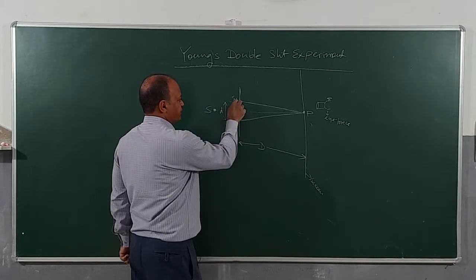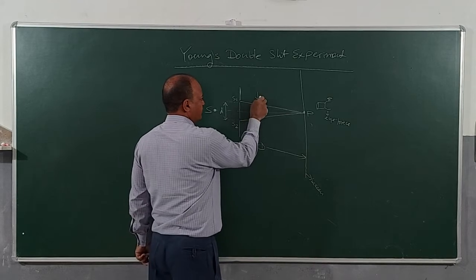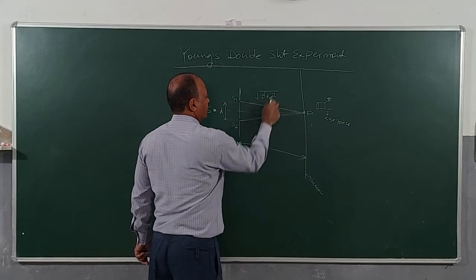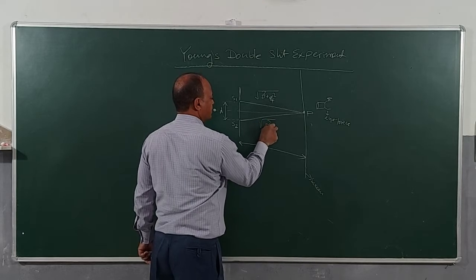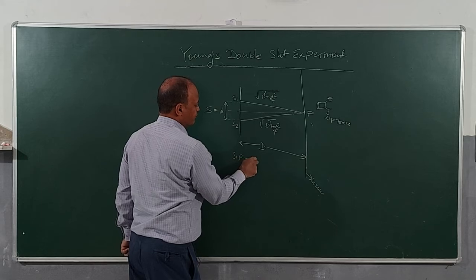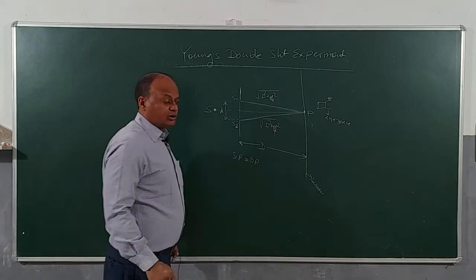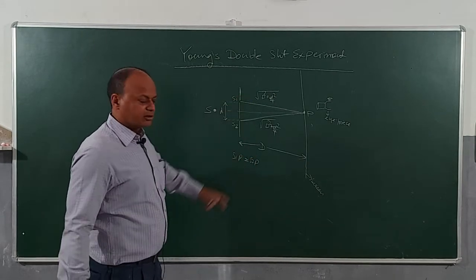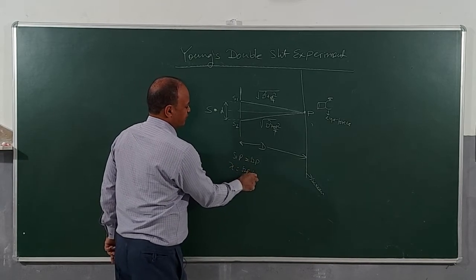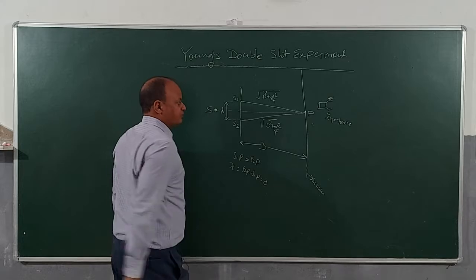right, because this will be d by 2, this is d. So, length of this will be d square plus d square by 4, and length of this will be d square plus d square by 4. So, we will find that S1P is equal to S2P. So, if path length is same, children, what will be path difference? X will be S2P minus S1P, it will be 0.